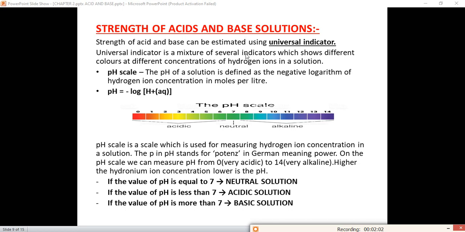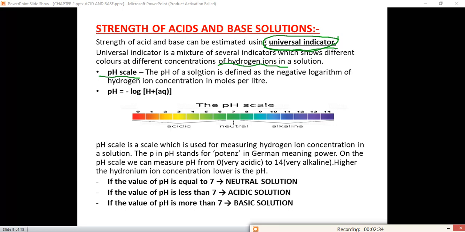The strength of acid and base can be estimated using universal indicator. Universal indicator means it is used all over the world. Universal indicator is a mixture of several indicators which shows different colors at different concentrations of hydrogen ions in a solution. Means with the variation in the number of hydrogen ions, the universal indicator will show different colors. Now we'll read about the pH scale.